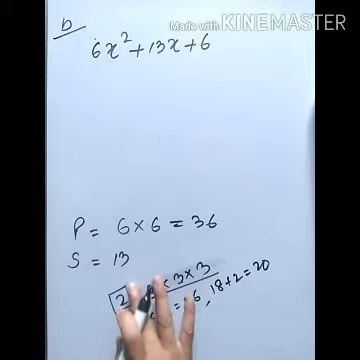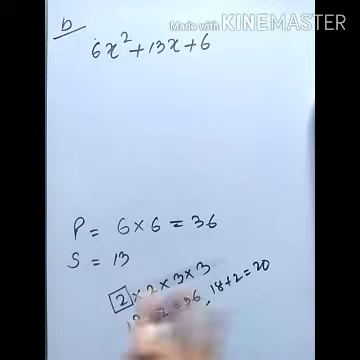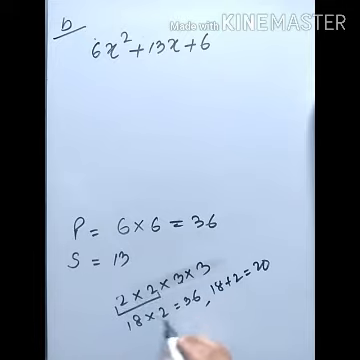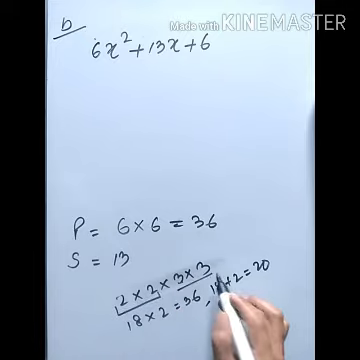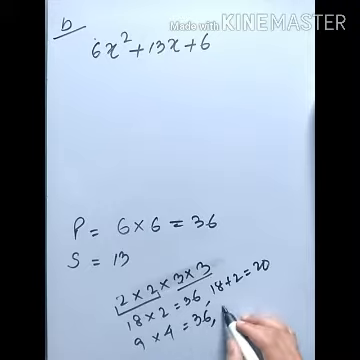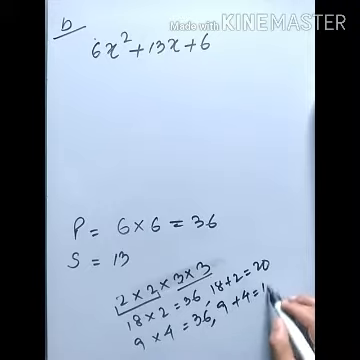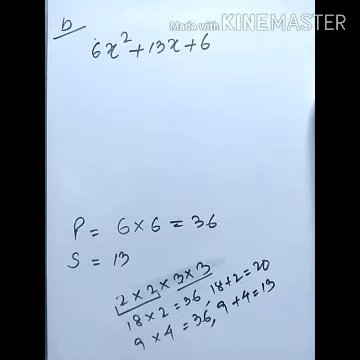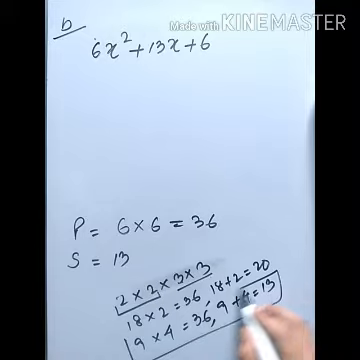Okay, next I'll take 2 2 as a group. 2 into 2, 4, 3 into 3, 9. So 9 into 4, still we have 36, and 9 plus 4, this is 13. This is how we are going to find the pair of the numbers. But the right pair will be 9 and 4.